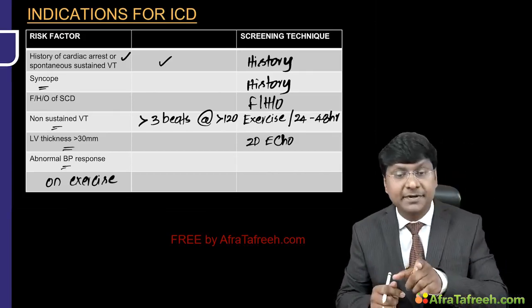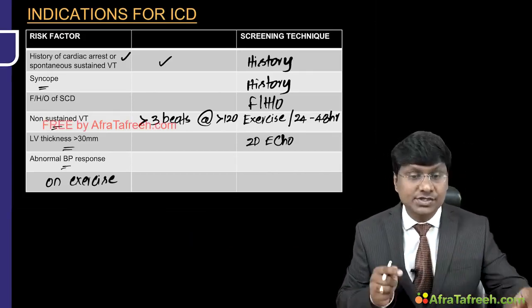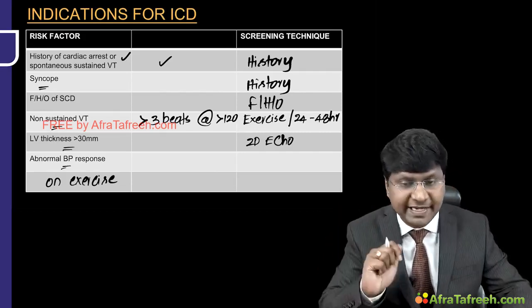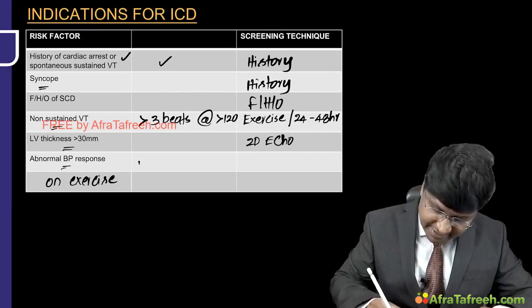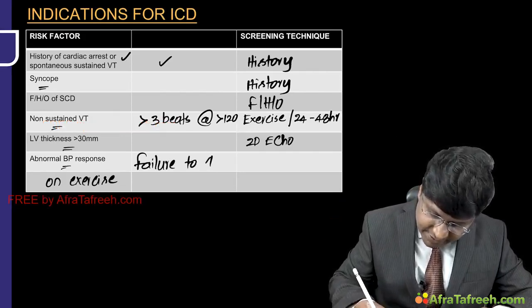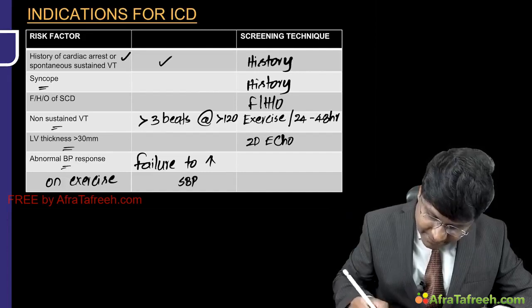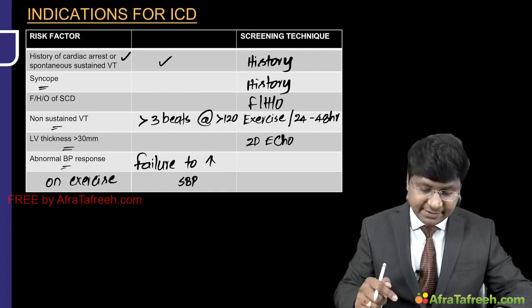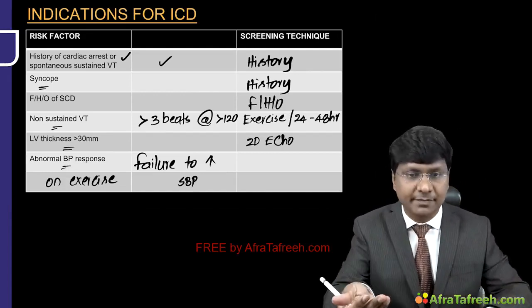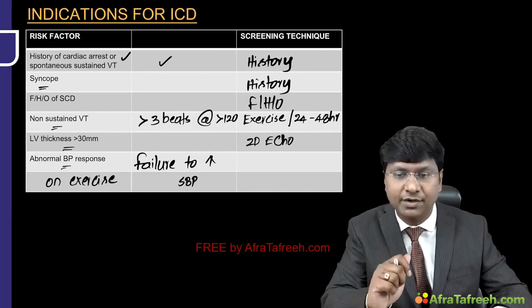Right? Abnormal blood pressure response on exercise. See, upon exercise, the systolic blood pressure has to increase more than 20 millimeters of mercury. But if there is failure to increase the systolic blood pressure upon exercise, then in them you should place an ICD. He is a high-risk individual for the development of VT or VF.